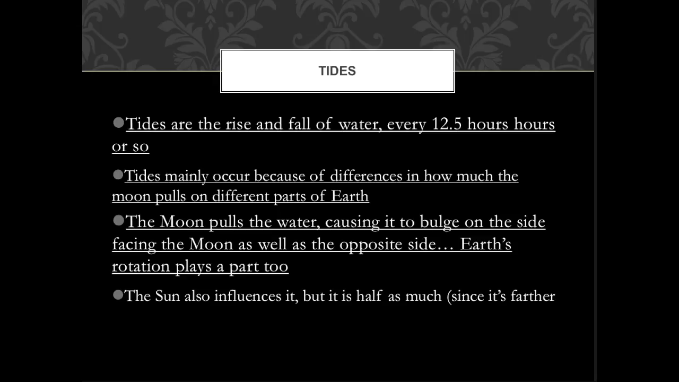And then we have tides, and tides are the rise and fall of water every 12.5 hours or so, and these tides are mainly a result of how much the moon pulls on the different parts of the Earth. So because the moon can't pull land towards it, what happens is the moon ultimately just pulls the water. So the water's the only thing that's really able to bulge. So the water moves or gravitates towards the moon a little bit more, causing these bulges on either side of the Earth. The Earth's rotation plays into this a little bit, and also the Sun pulls a little bit on the water as well, but it's not nearly as much since it's so much farther away.